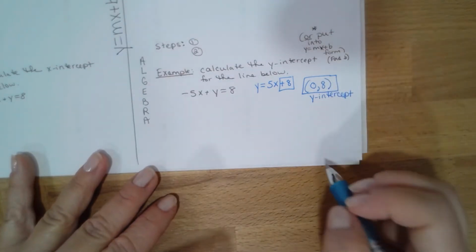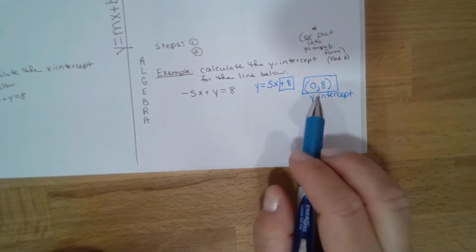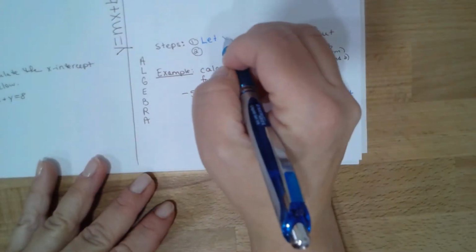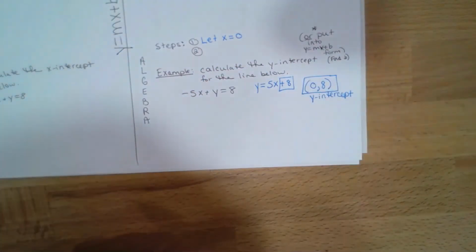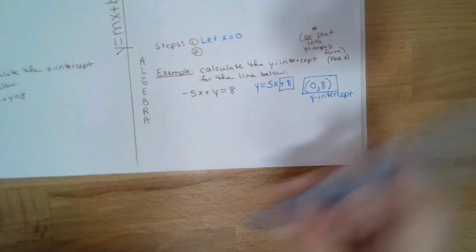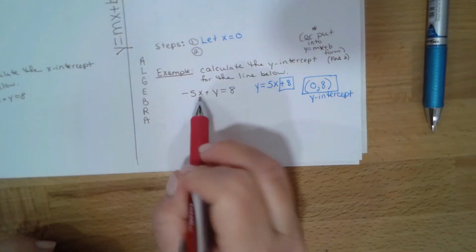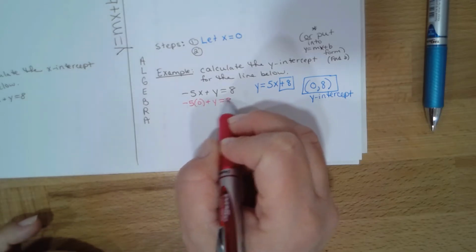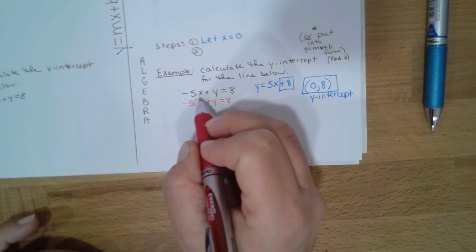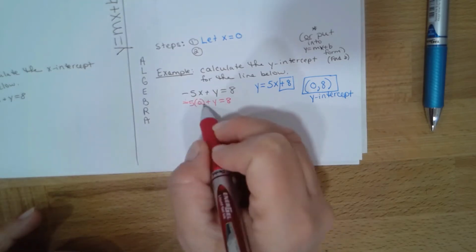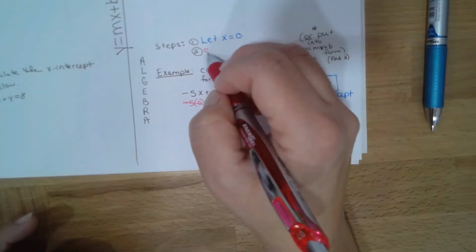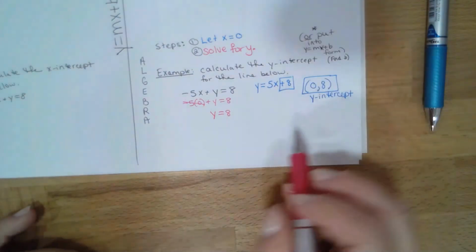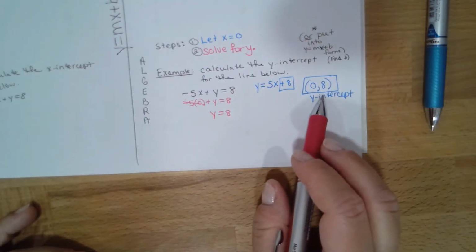There's another way you can do this, okay? So notice again, x is 0. So what you can do algebraically is let x equal 0. And what that means is I'm going to plug 0 in for x. Right? So negative 5x is negative 5 times x. So negative 5 times 0 would be 0. And then after you let x equal 0, you're just going to solve for y. So that's how I also got my y-intercept.